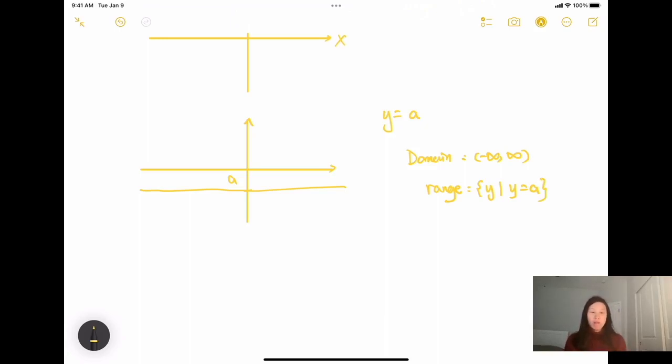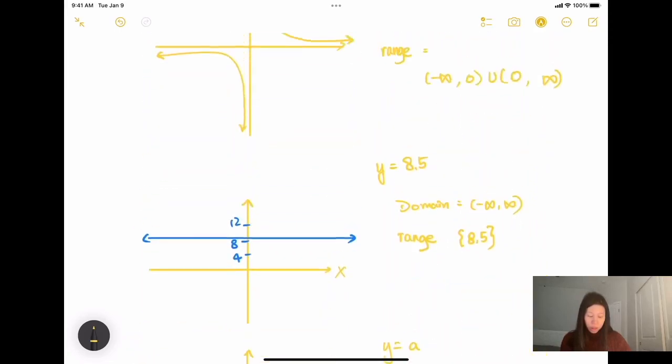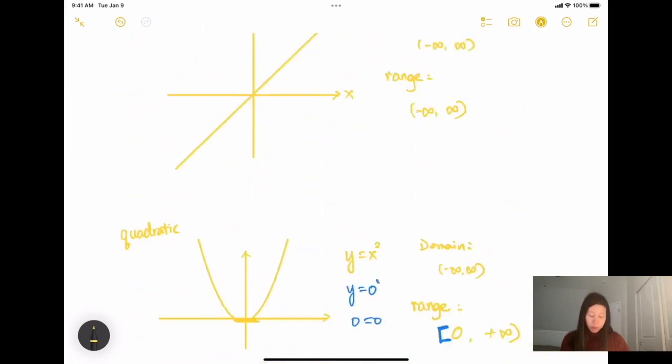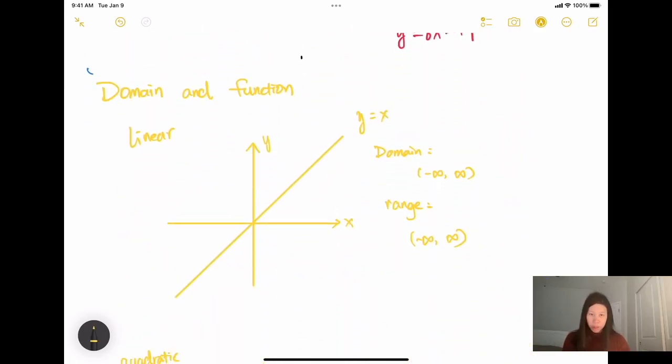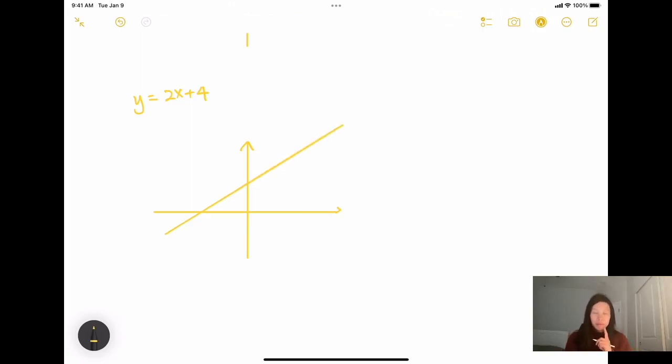Okay, so now let's do something more general. I give you a function, y equals 2x plus 4. What is the domain of this function? If we graph this function, we know that this function comes from the linear function. They will be very similar. And then the function probably looks something like that, right? So what would be the domain?